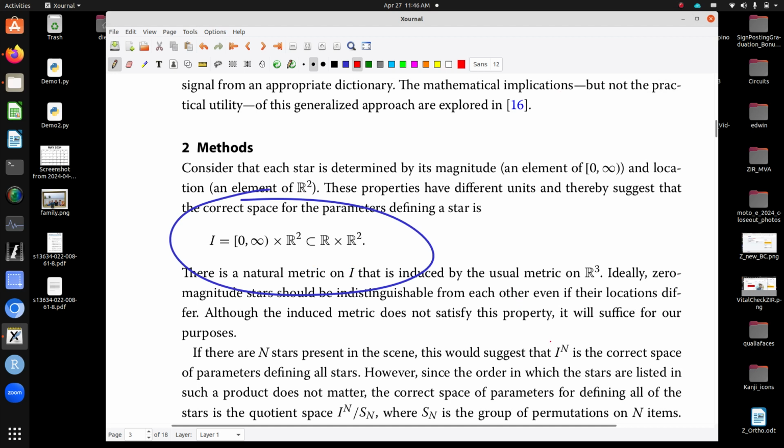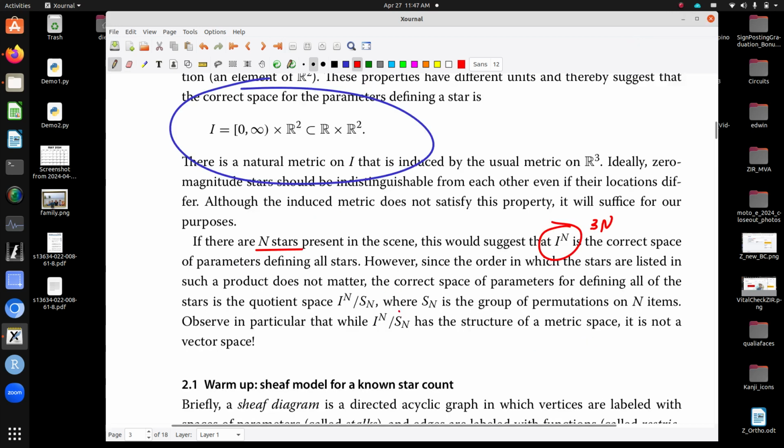Since there are n stars, this is why we end up with I to the n. So this means there's 3n pieces of data in this structure, right? Because each I has 3 pieces of data in it.